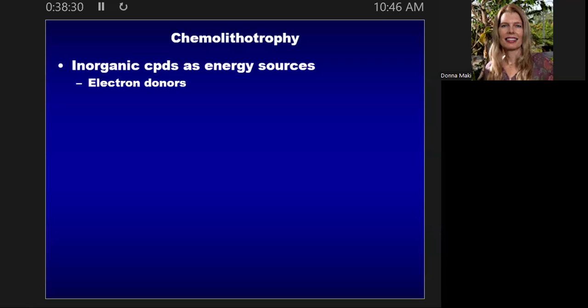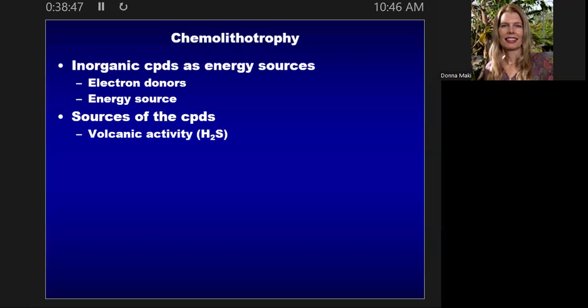They find an inorganic chemical and they say, ooh, you have some electrons that I can take and use and put into my electron transport chain process. They also can use inorganic compounds as a source of energy. And I'll show you some examples. Where are they getting all these inorganic compounds? Well, they're all over the place.